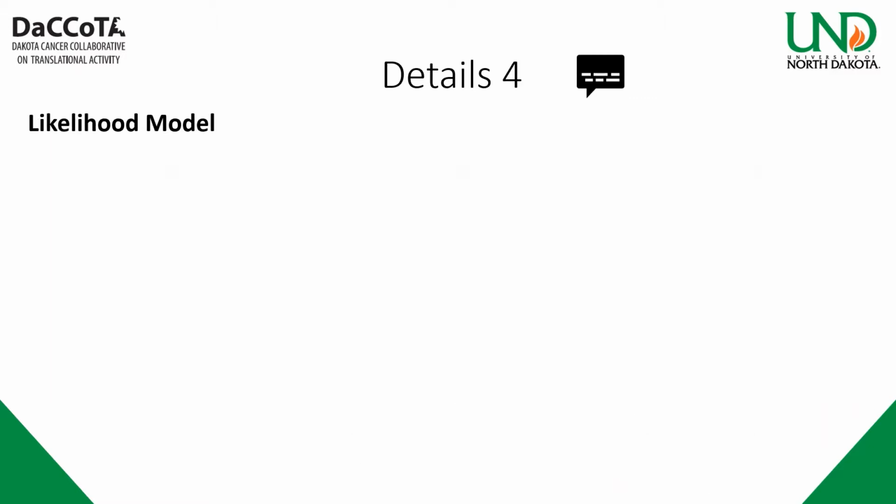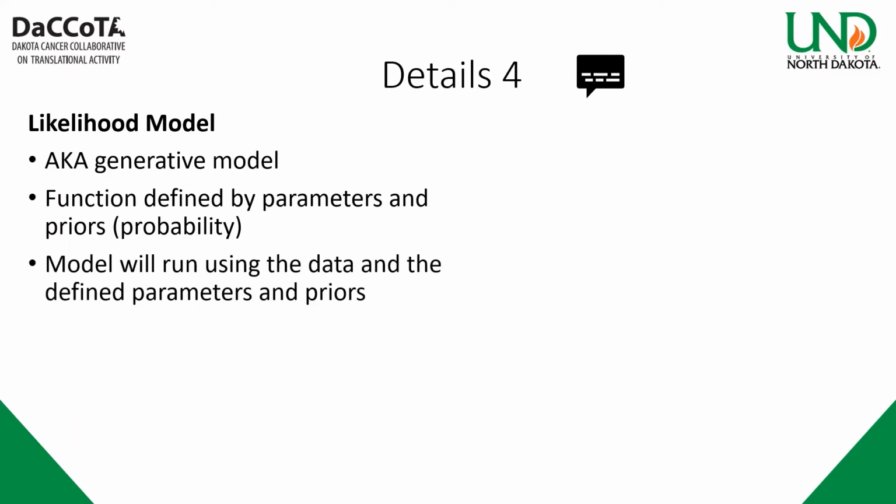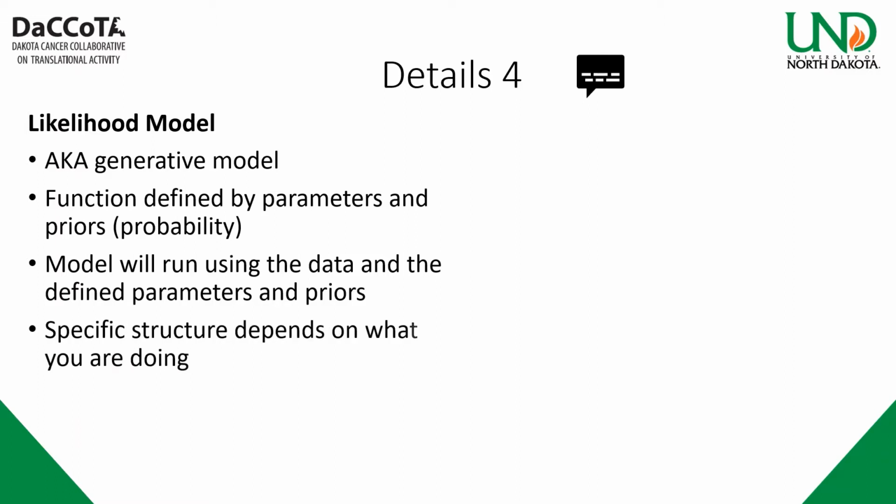Okay, now that we've covered those priors, let's look at the likelihood model. This is also known as a generative model, like I gave in that example. They're essentially synonymous. It's a function defined by parameters and priors, or that prior probability. The model will run using the data and defined parameters and priors, and really how you set up your model depends on what you are doing.